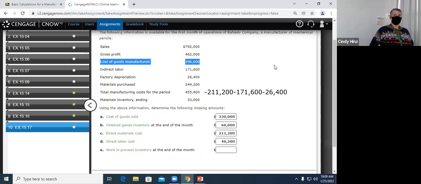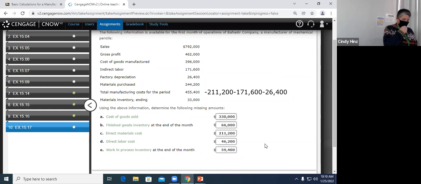If you look back at that flow chart in the reference materials folder, at that work in process inventory account, we added to it 455,400. We took from it 396,000 because that's no longer in process. It's now finished. It's in finished goods or it was sold. So if we just subtract the total manufacturing costs minus the cost of goods manufactured, that's the part that was completed, what's left must be the ending balance in work in process.